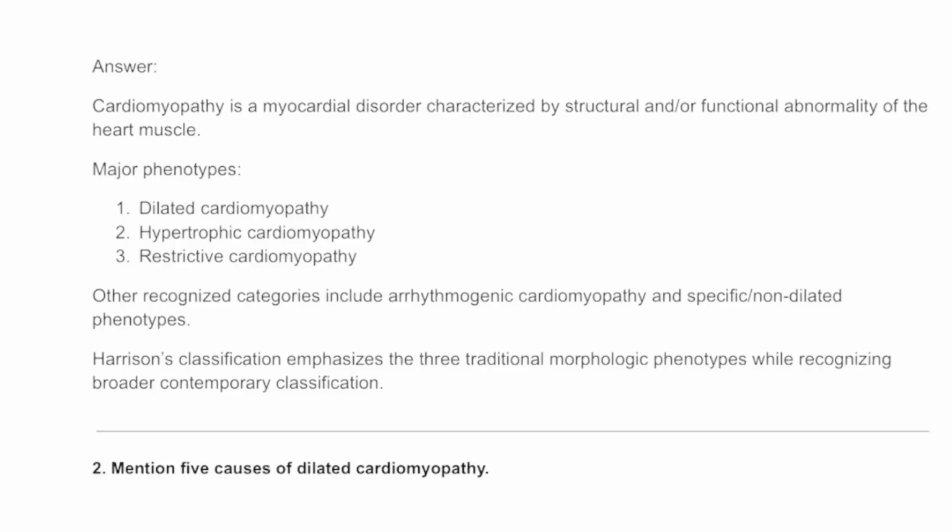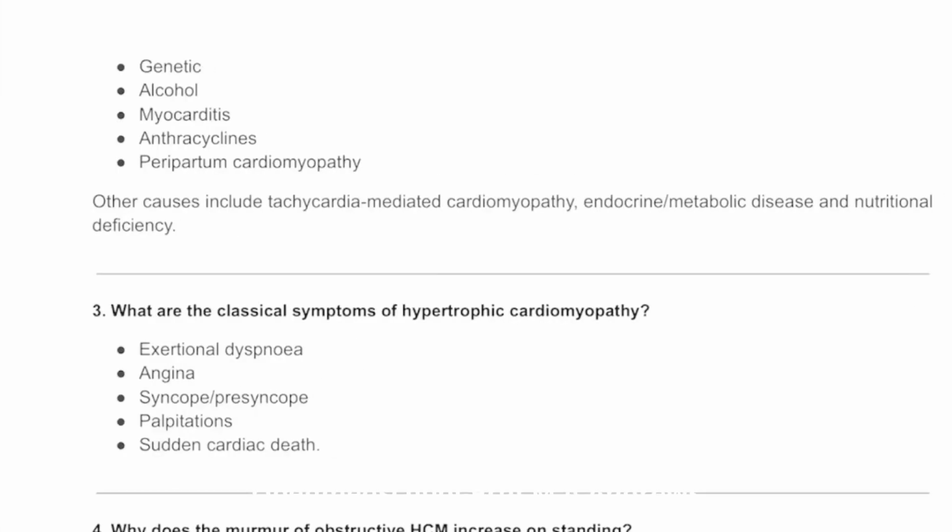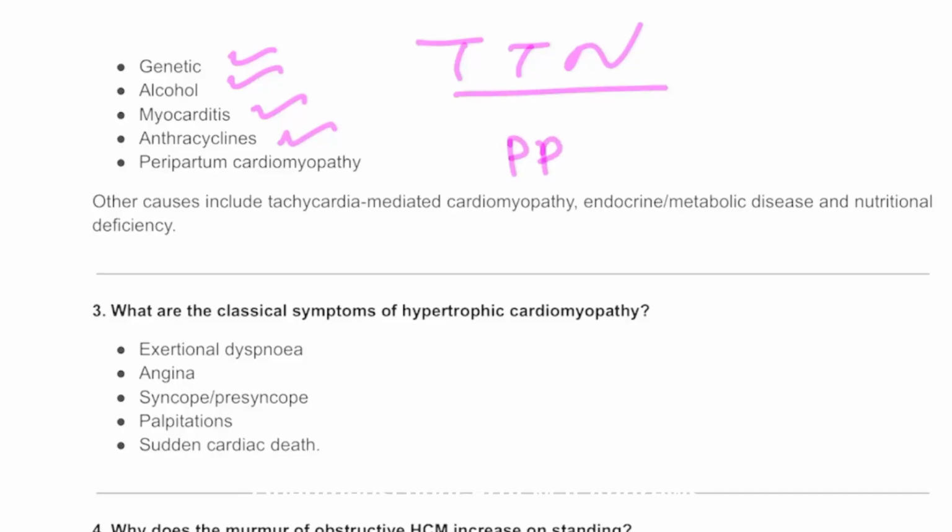Cardiomyopathy is a myocardial disorder characterized by structural and functional abnormality of the heart muscle. It is a diagnosis of exclusion, so other conditions like coronary disease and valvular heart disease should be excluded. The major phenotypes we have already mentioned. The mentioned 5 causes of dilated cardiomyopathy: first and foremost, genetic, the mutations in the DTN, alcohol, myocarditis, anthracyclines, and peripartum cardiomyopathy.